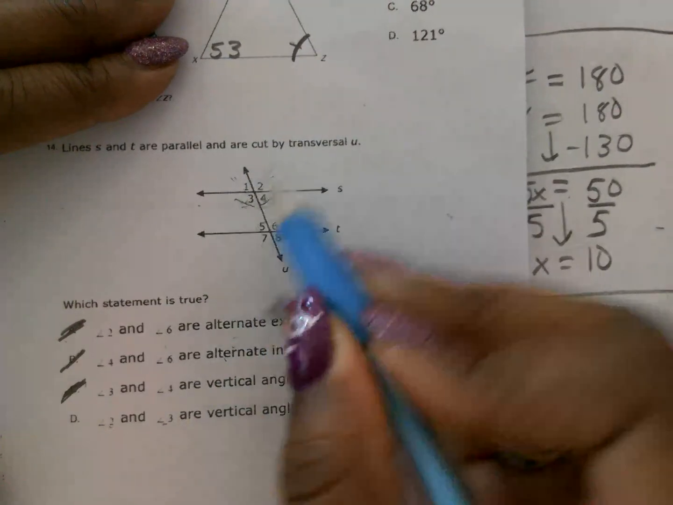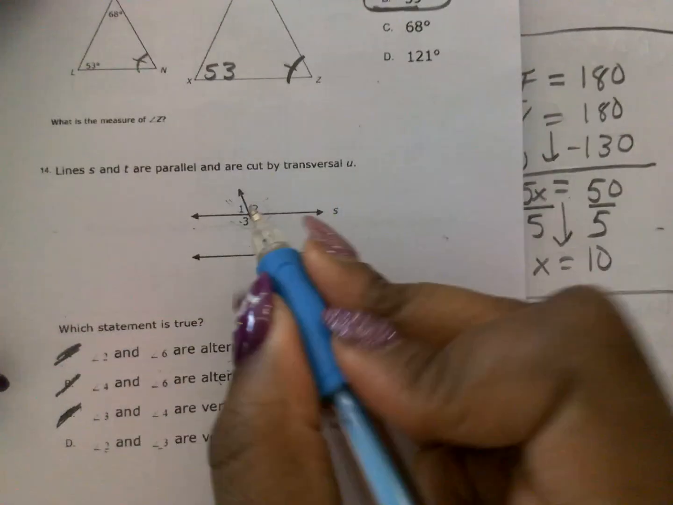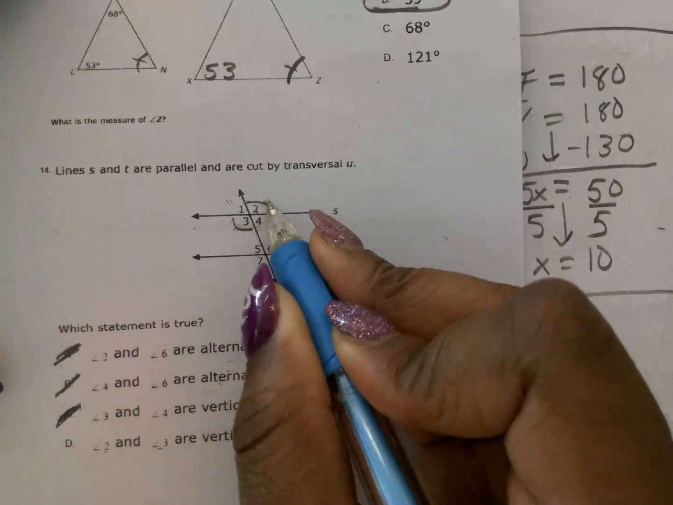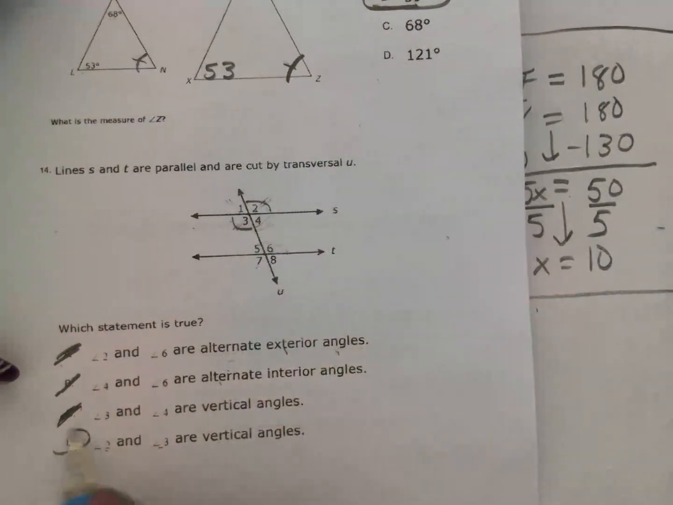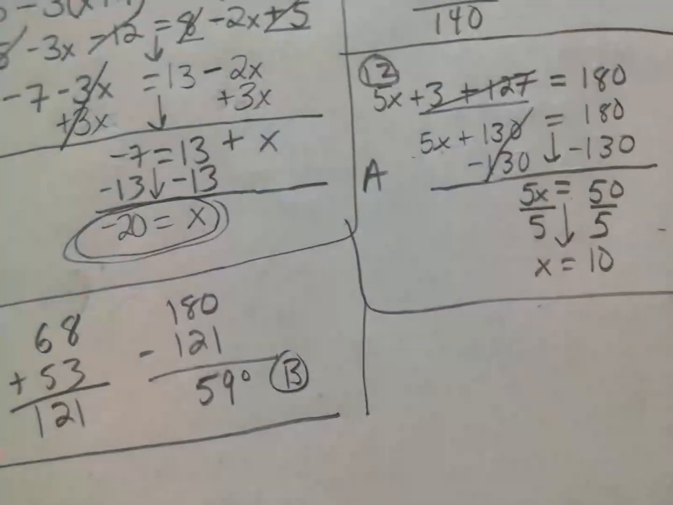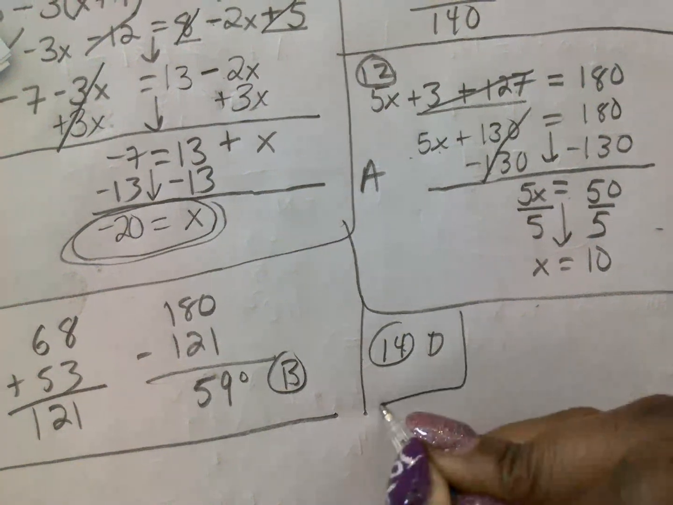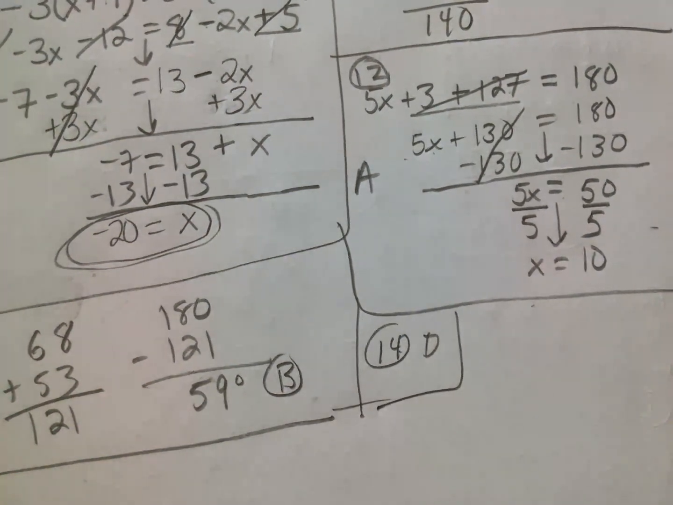3 and 2. Yes, the measurement of angle 3 and 2 are vertical. They are diagonal from each other. They are congruent. D is your answer there. So number 14, we're going to write D is the answer. Okay. 15.